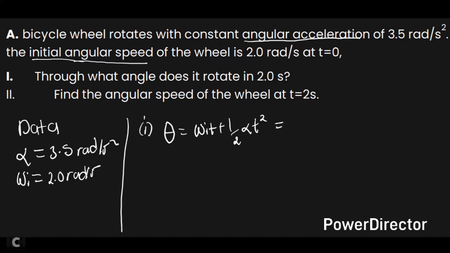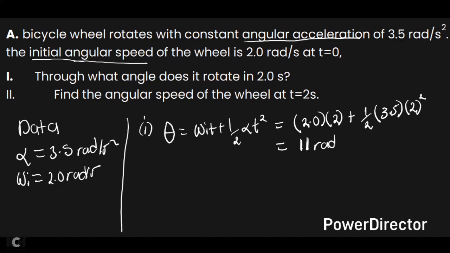What's the initial velocity? It's 2.0. Then what's the time that has been given? The time they've given us is 2, plus 1 over 2 times the alpha, which is 3.5, then the time is 2 squared. After you've done everything, you end up with 11 rad. So that's the answer for question 1.